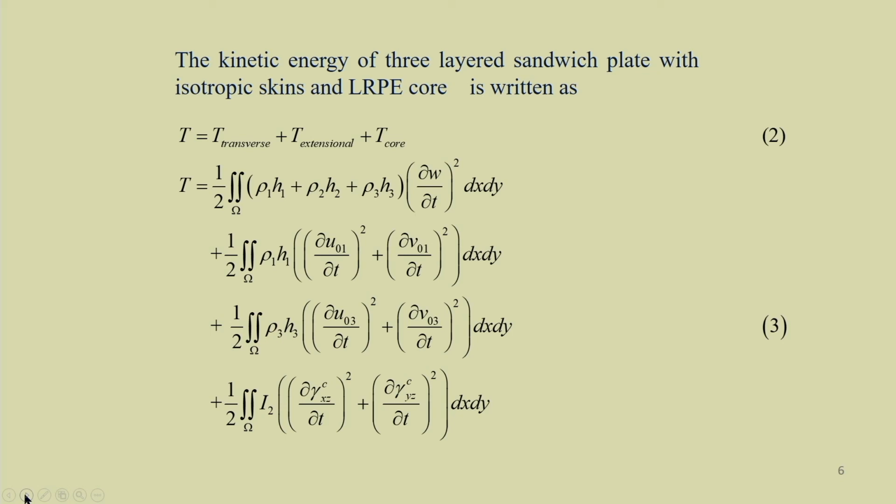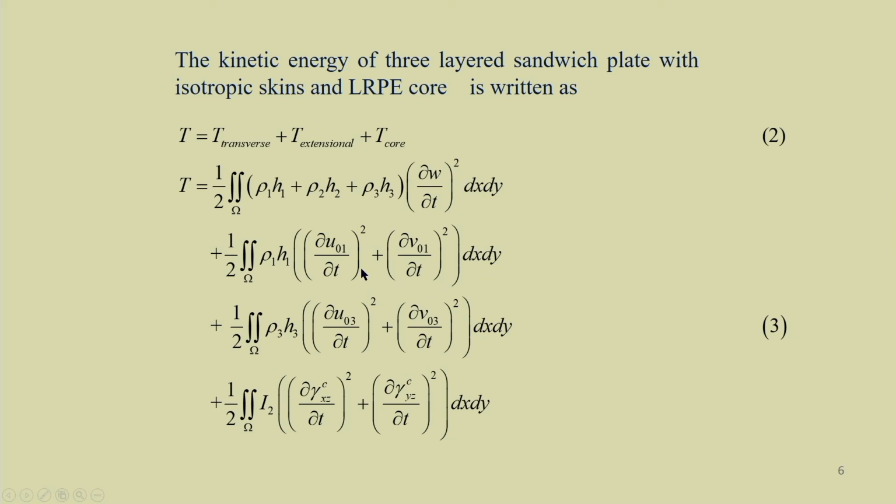For that mass, you can take rho 1 and h 1. Rho 1 is the mass per unit volume, and h 1 is the thickness, and dx dy is the area. So h 1 into dx dy will give you the volume. So rho 1 h 1 into dx dy into del w by del t, that is the kinetic energy in the z direction.